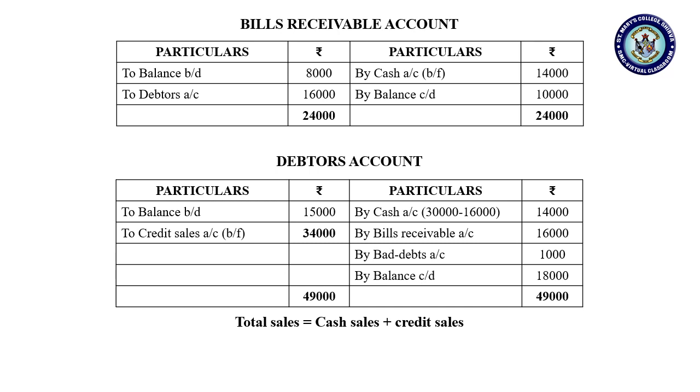So cash sale 25,000 plus credit sale 34,000. So the total comes to rupees 59,000. Your total sale comes to 59,000.